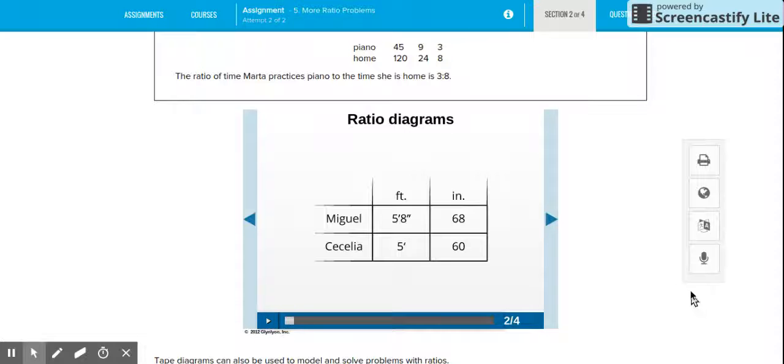We first need to convert each of their heights to the same unit of inches. There are 12 inches in a foot, so to find Miguel's height, multiply 5 and 12, which is 60, and add 8, for a total of 68. To find Cecilia's height, multiply 5 and 12, which is 60.